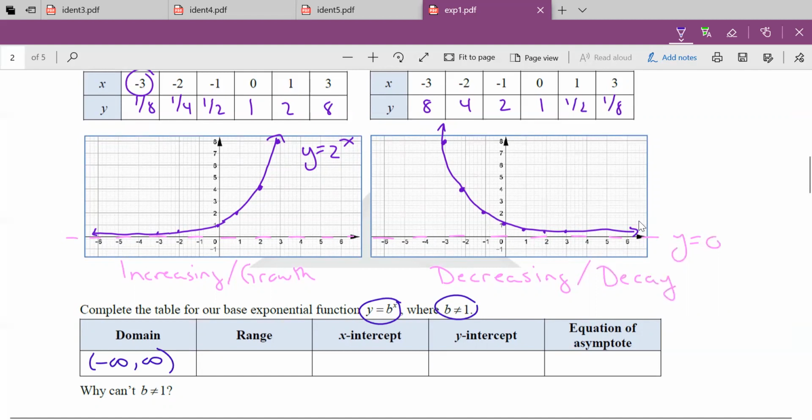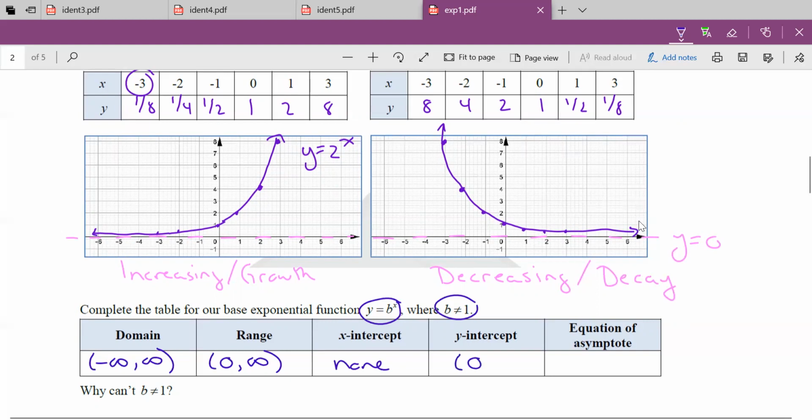The range is greater than or equal to 0. I lied. It's just greater than 0. Why did I say one thing and write something different? It's greater than 0. Okay, x-intercept. You don't have one unless we transform this graph, which is the next lesson.